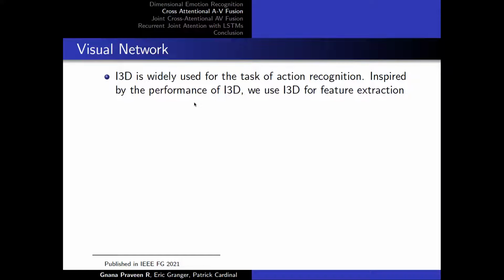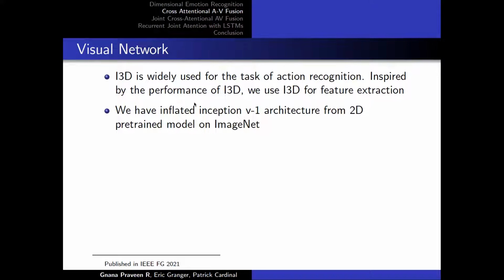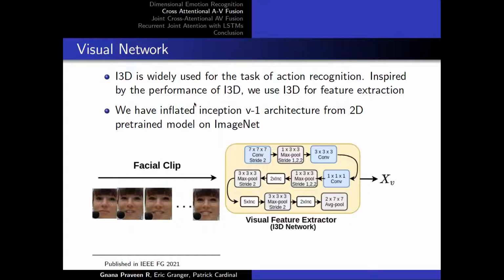So this is the visual backbone we have used. I3D is the one which we have primarily explored in this work. I3D is basically used for action recognition in videos, and it is an inflated version of 3D models where we can leverage the existing pre-trained models with 2D CNNs for 3D CNNs. So we feed the facial images to our model, and we get the visual feature vectors.